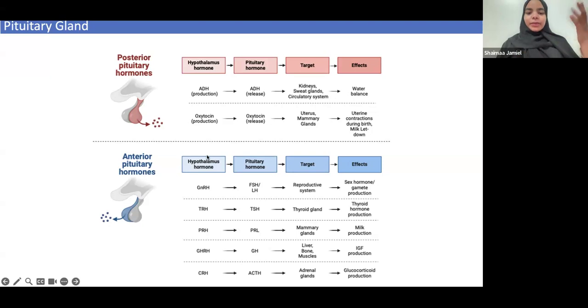For the anterior pituitary, we have in the hypothalamus the gonadotropin releasing hormone, which leads to FSH and LH release in the pituitary, acting on the reproductive system, and the thyrotropin releasing hormone, which releases TSH, which acts on the thyroid. Then we have dopamine or prolactin releasing hormone, growth hormone releasing hormone from the hypothalamus for growth hormone, and corticotropin releasing hormone to ACTH. We're going to go into more details in a bit, but that's basically just an overview of the pituitary.